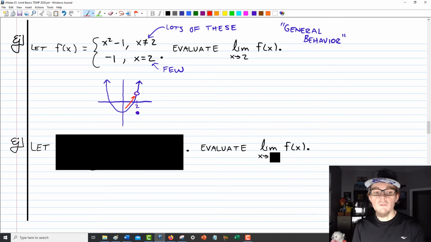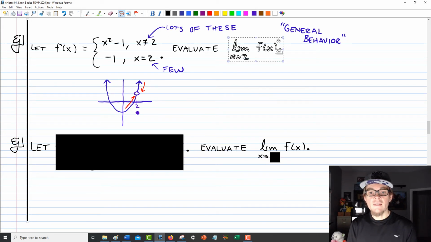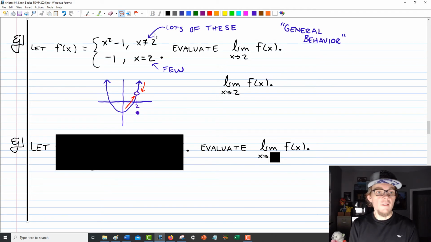As we approach from the left, we're getting close to the y value on the parabola. As we approach from the right, we're getting close to the y value on the parabola. So what that means is if you want to evaluate the limit as x approaches 2 of f of x, and I'm thinking that's what you want to do because that was the entire instruction of this particular problem, if you want to evaluate it, as strange as it is to say, you're going to use the part of the piecewise function that has x does not equal 2.